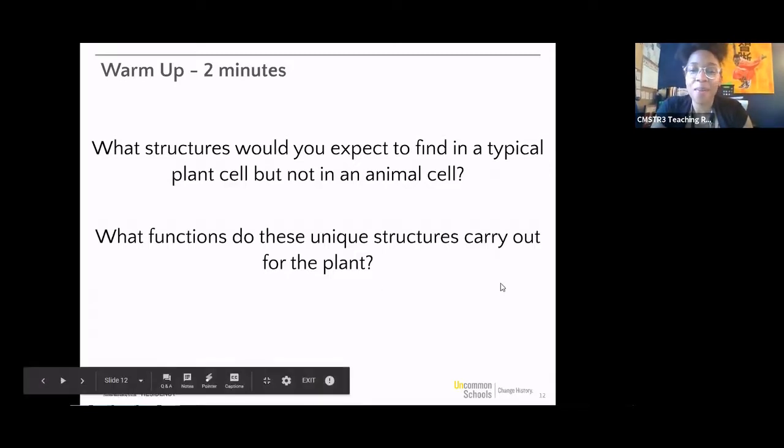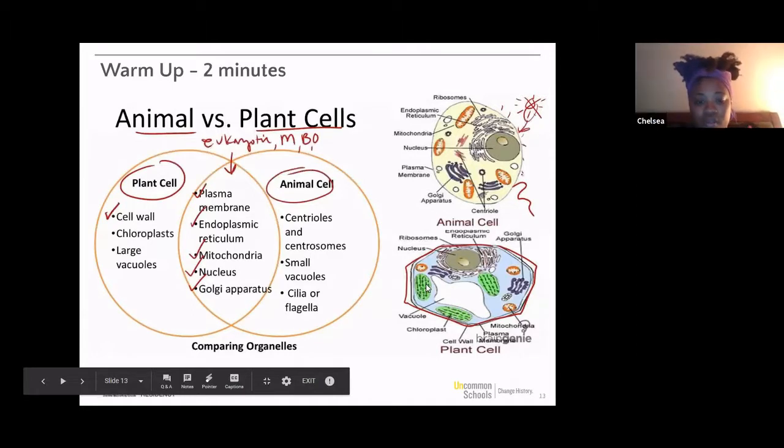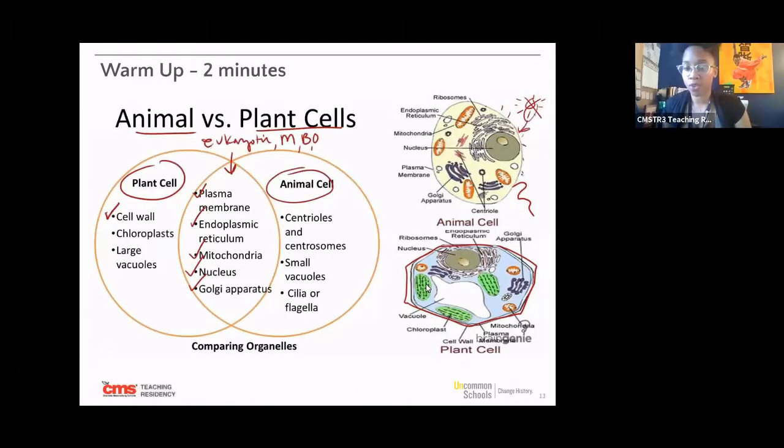Sorry, y'all. You good. The other one that people typically tend to miss is our big guy in the center over here, and that is the vacuole. So in plant cells, you're going to find a gigantic vacuole. You do see some vacuoles in animal cells, but they're never this large.